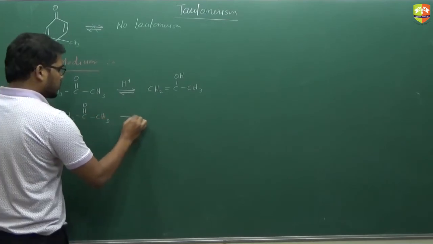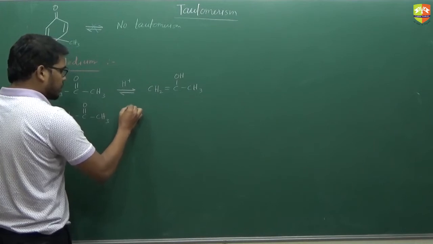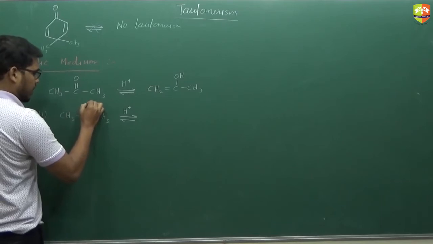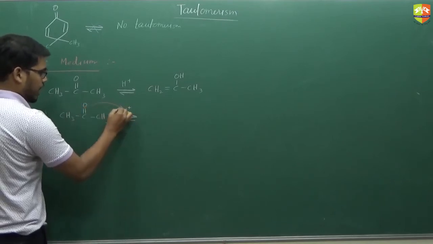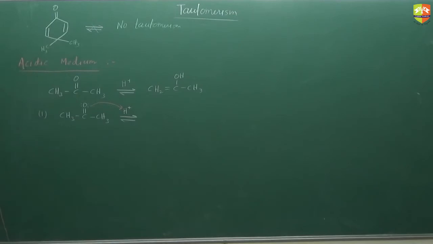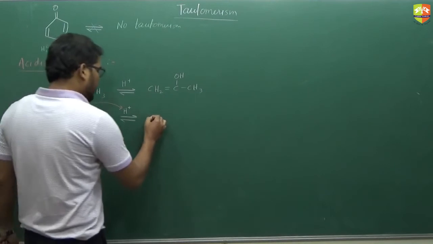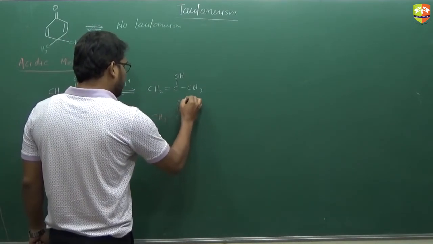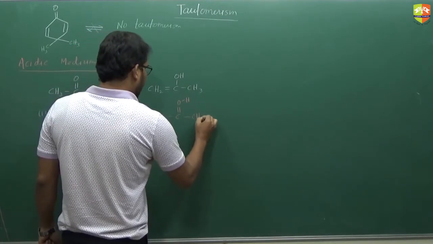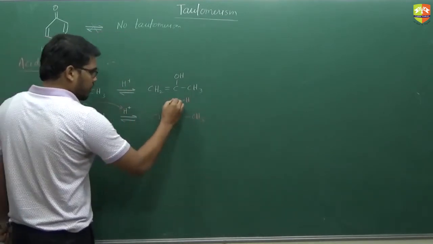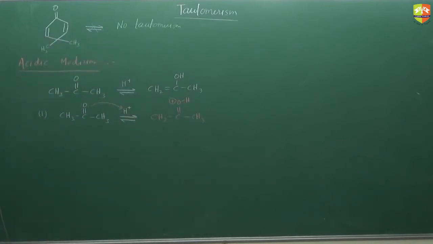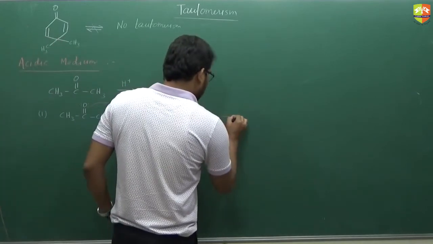And the H plus from acidic medium, so acid gives H plus, right? So H plus gets attached onto this oxygen atom, since this has two lone pairs, so it attacks onto this electron deficient hydrogen, and this H plus is attached onto this oxygen, okay? So this forms CH3, C double bond OH, CH3, and since oxygen loses its electron pair, this oxygen will have one positive. Okay, right.